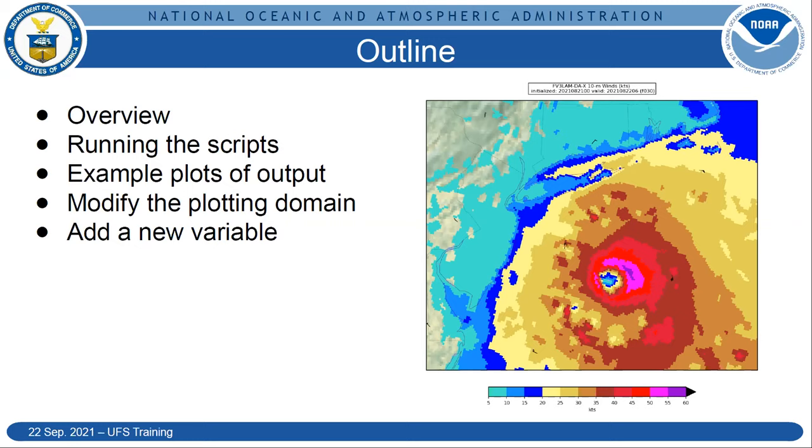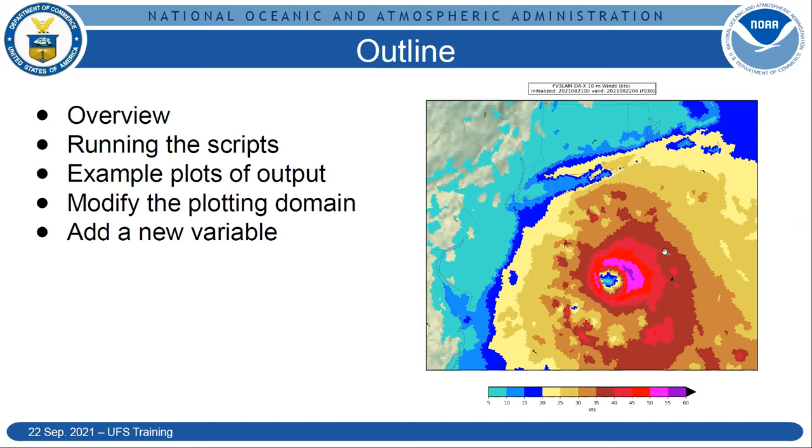And this plot on the right here is just a 10 meter wind speed plot from one of EMC's real-time parallels, our LAMDAX parallel, which includes data assimilation. This forecast was initialized August 21st, 0Z, valid the 22nd, 6Z. So it's a 30-hour forecast. And this is of Hurricane Henri as it is approaching landfall on the east coast of the US.